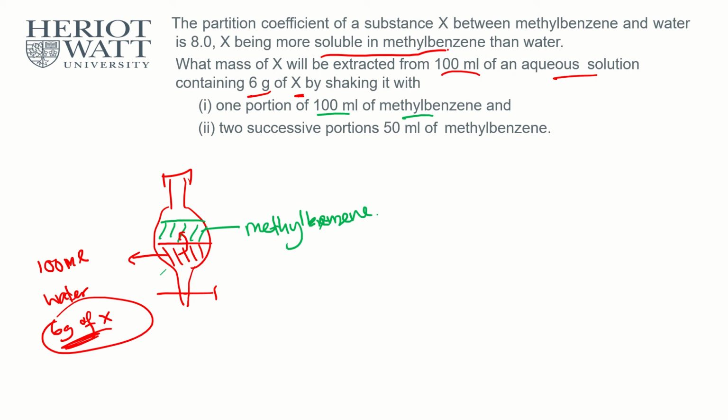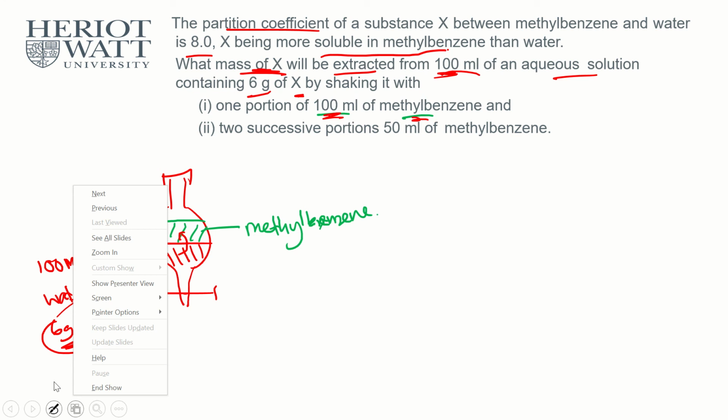But would it 100% move to it? We are not sure, right? This is what we need to calculate, because they're asking what mass of X will be extracted from 100 ml by shaking with 100 ml of methyl benzene. So how many grams of X will move from water to methyl benzene, given that the partition coefficient is equal to 8? Like I said, this is a constant value unless the temperature changes. Otherwise, the partition coefficient is always constant for these particular systems. All right, so now we're going to show you the calculation for part 1.